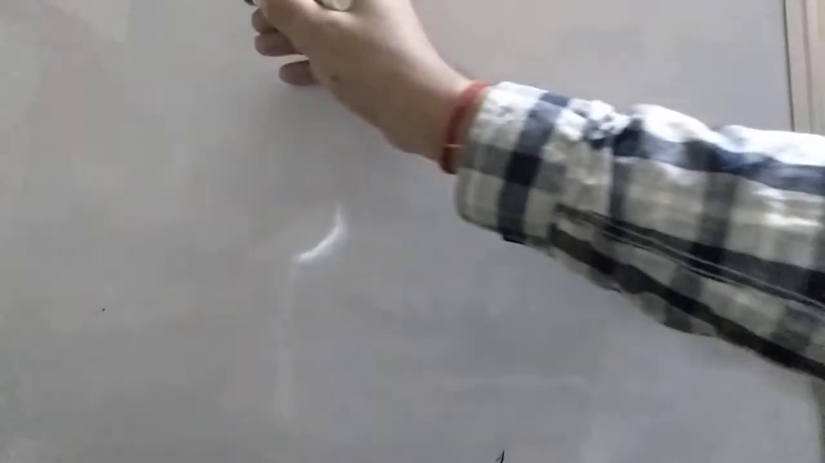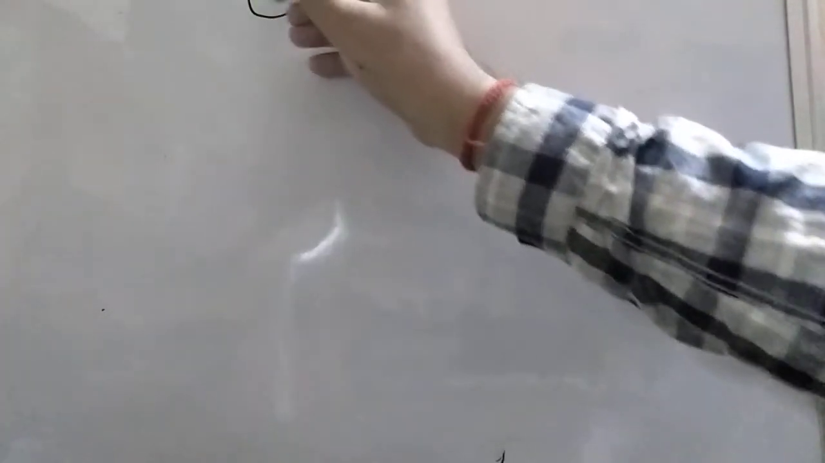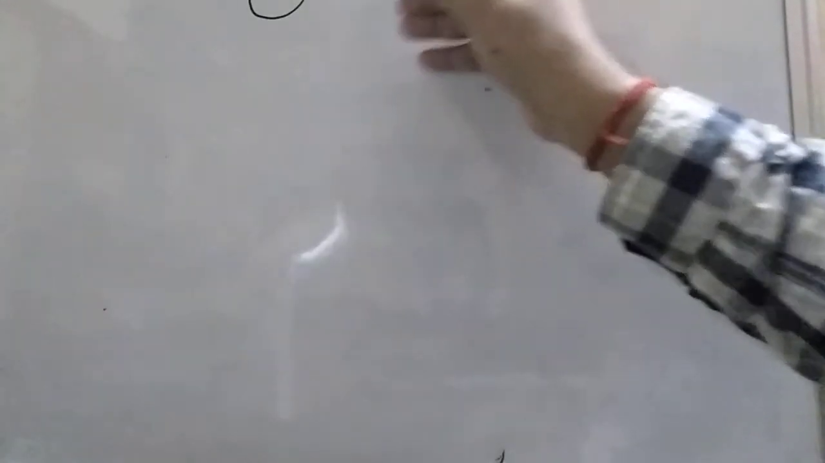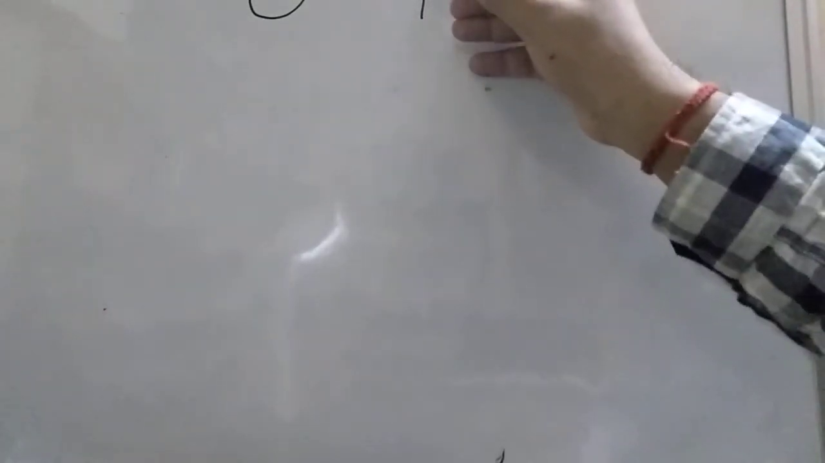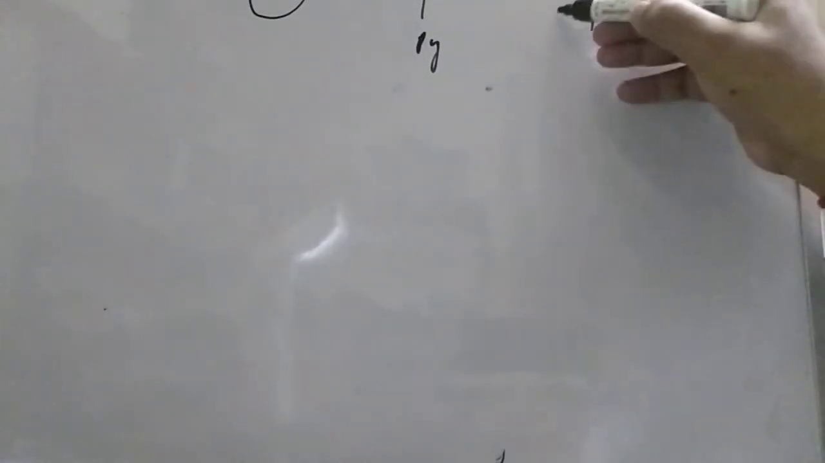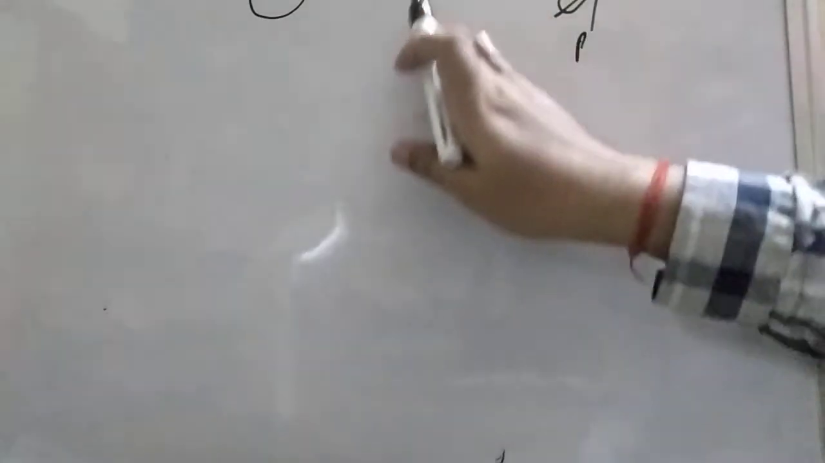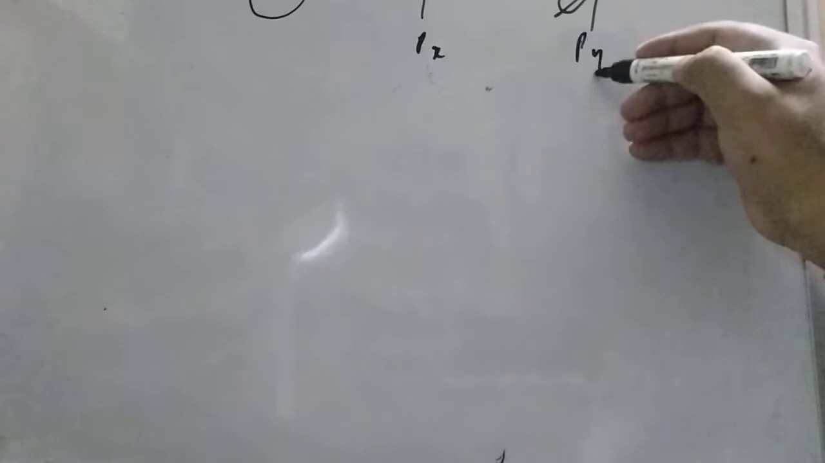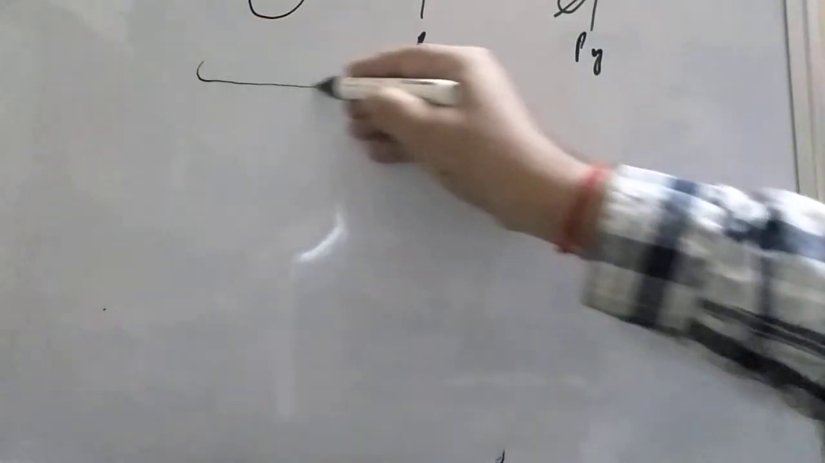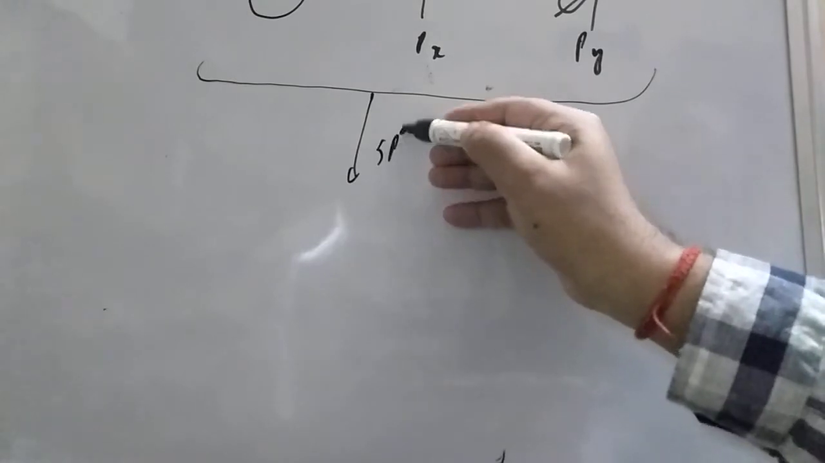Now, student, suppose I am explaining this. Suppose this is the s orbital, and then take two p orbitals. This is px, and this one is py. Now these three orbitals are going for intermixing, student.